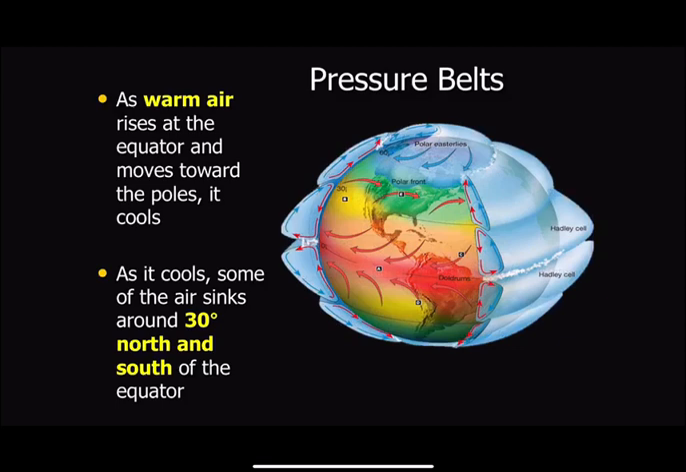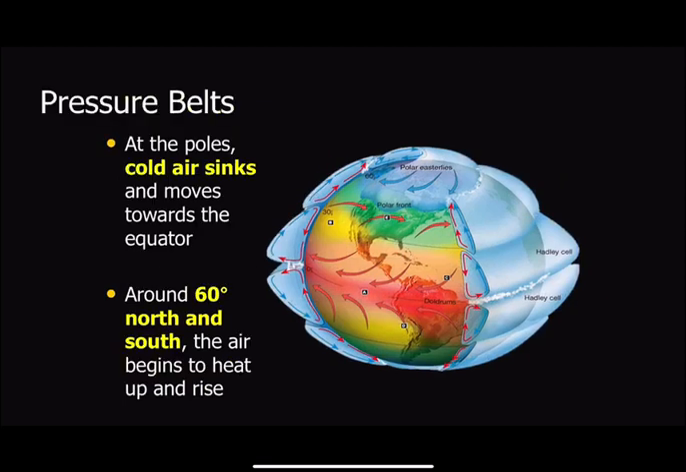Notice how the polar belts sink. Look at the arrows. Notice the blue arrows. Okay, these pressure belts. At the poles, the cold air sinks and moves towards the equator. Around the 60-degree north and south, the air begins to heat up. Now, this is at the equator where the sun beats down on the earth directly.